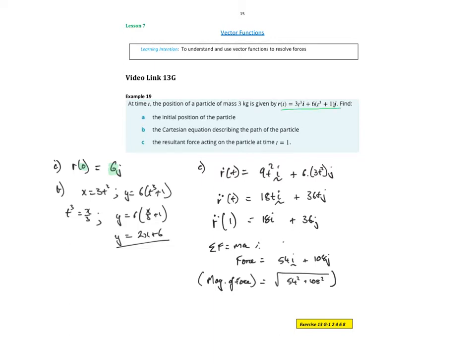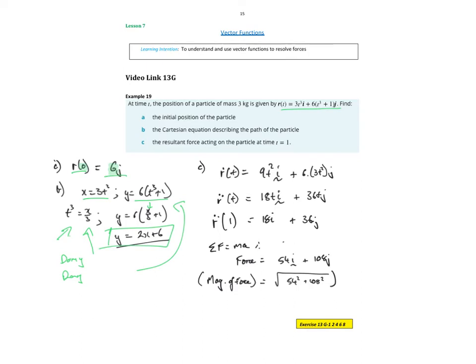The initial position of the particle, if I put t equal to 0, the particle is at 6j. The Cartesian equation, well, we put x equal to the i component, y equal to the j component. In this case, it's just as easy to get t cubed is equal to x on 3 and then substitute in for t cubed. So we get a nice Cartesian equation of y equals 2x plus 6. Don't forget, the domain of y is the range of that function, and the range of y is the range of that function, yeah? So in this case, they both are, so that's fine.